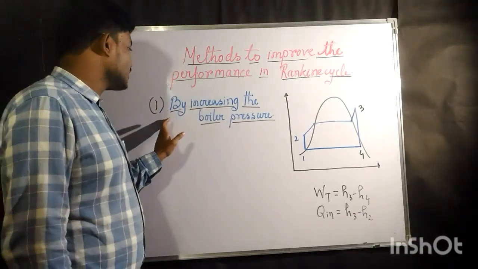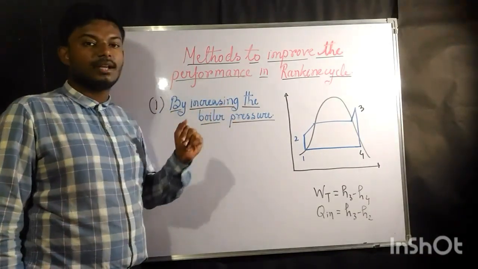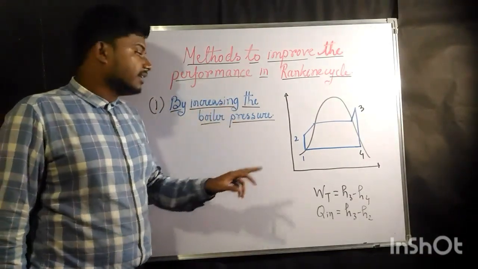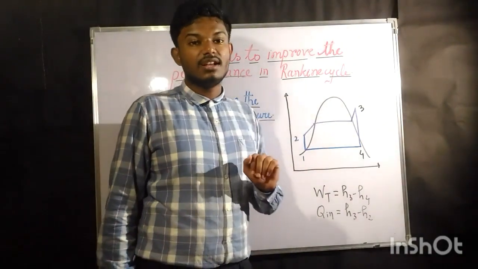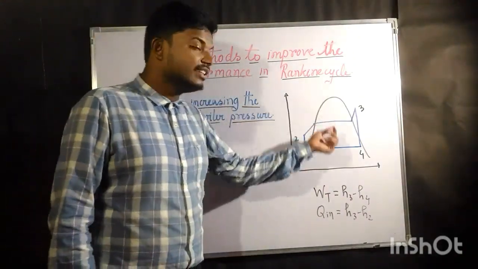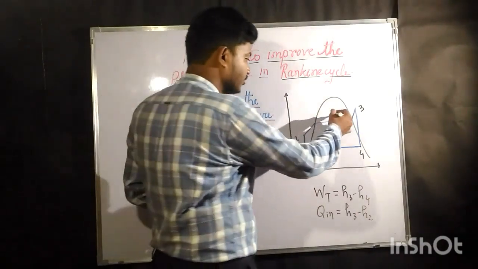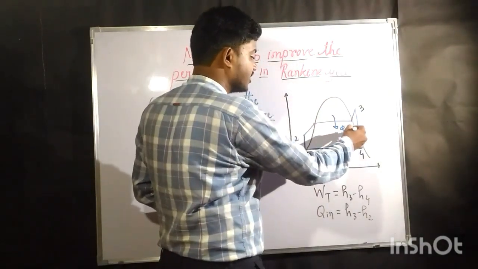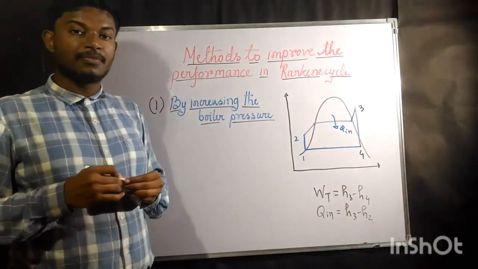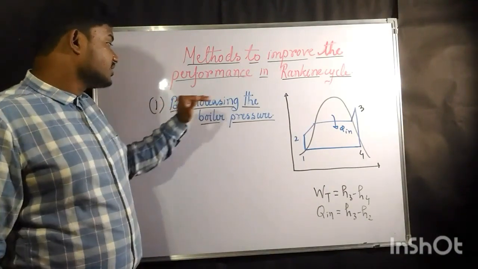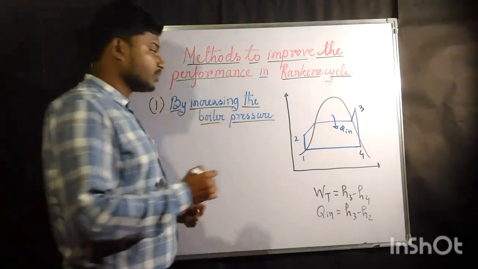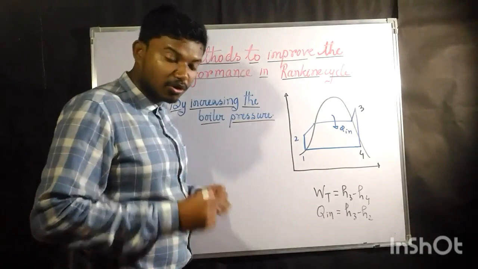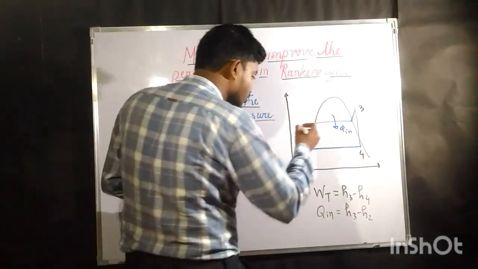The first method is by increasing the boiler pressure. Now 2 to 3 is the activity of the boiler, because in this process your heat addition takes place. So 2 to 3 is our boiler. Now we are suggested to increase the boiler pressure. So if we increase the boiler pressure, what is going to happen?